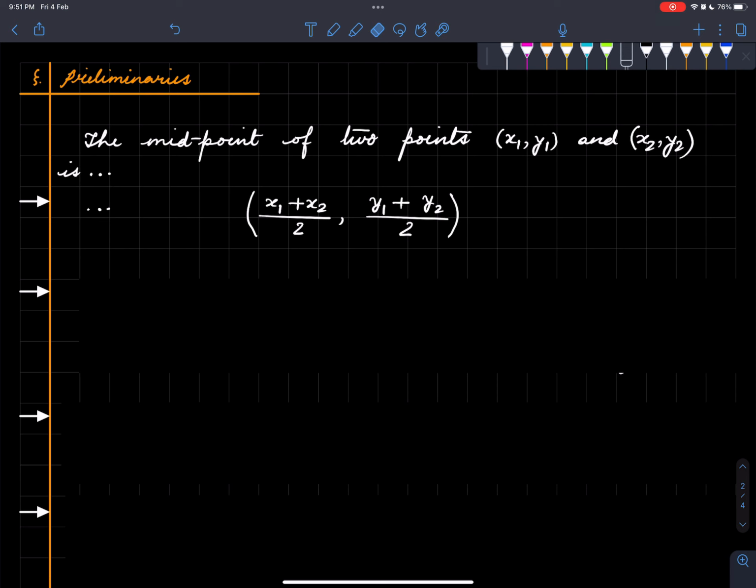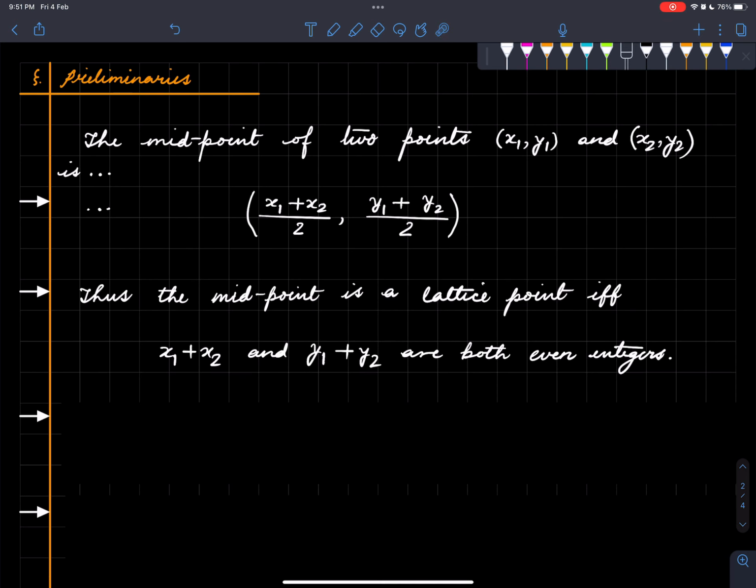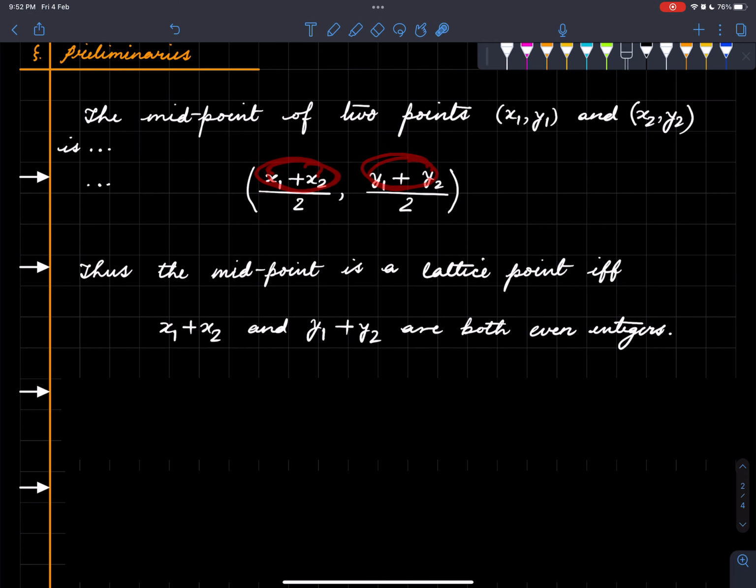Alright. So the midpoint is a lattice point, meaning both of its entries are integers, if and only if this and that are both even integers, because it is only the even integers which when divided by 2 are integers. That's the definition of an even integer. So the midpoint of 2 points is a lattice point if and only if the sum of the first entries and the sum of the second entries are both even integers. Very simple.